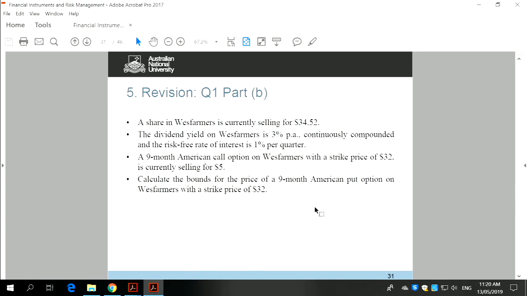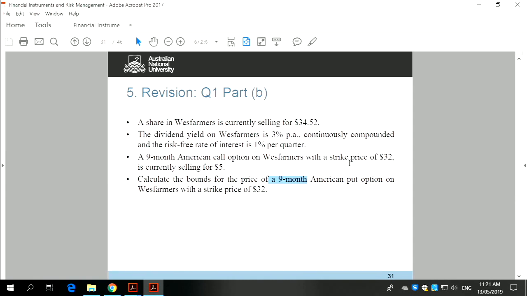And part B says, a share in Wesfarmers is currently selling for $34.52. The dividend yield on Wesfarmers is 3%, continuously compounded, and the risk-free rate is 1% per quarter. The 9 months American call option on Wesfarmers with a strike price of 32 is currently selling for $5. The question says, calculate the boundaries for the price of a 9 months American put option on Wesfarmers with a strike price of 32. So what we are given here is an American call option. We know how much it's selling for, we know the maturity, and we also know the strike price. And it just so happens that we have an American put option with the same maturity and the same strike price. The only thing we don't know is the selling price for this put, okay?